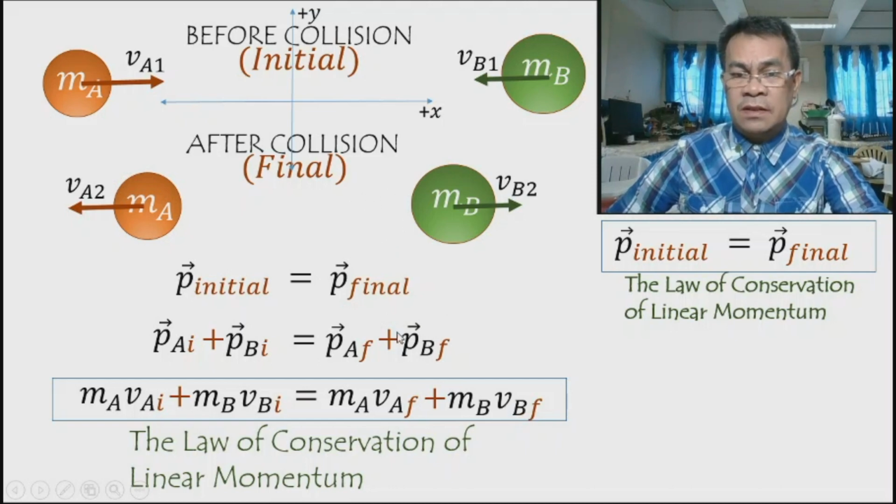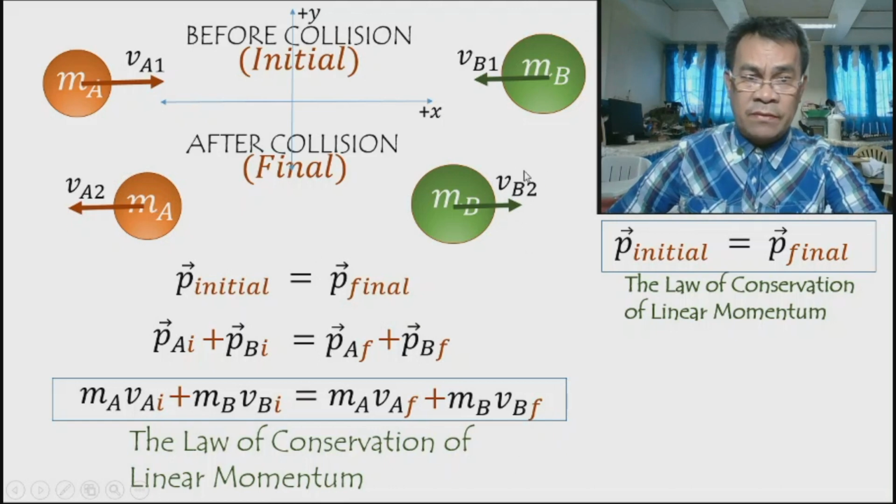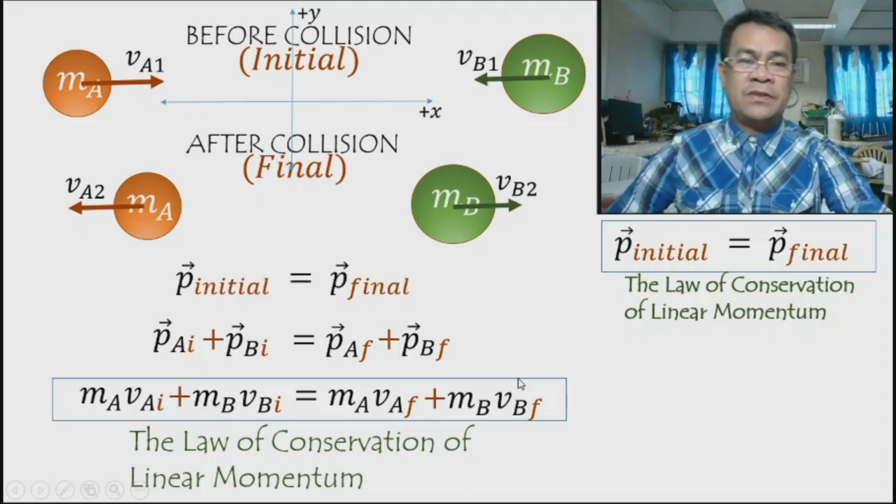So, again, this is the law of conservation of linear momentum. If mass A is given, and you have this velocity, and mass B is also given, and you have this velocity, take note that this is also the mass in the final. Now suppose one of these final velocities is given. Then you can always solve for the other, for example the final velocity of mass B. So, again, this is the law of conservation of linear momentum.